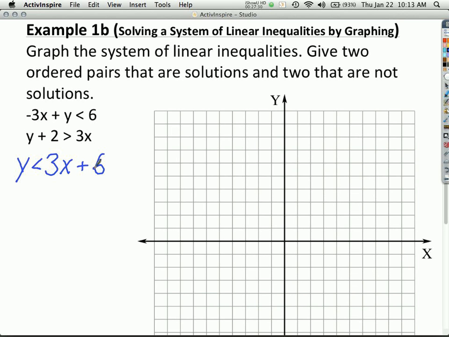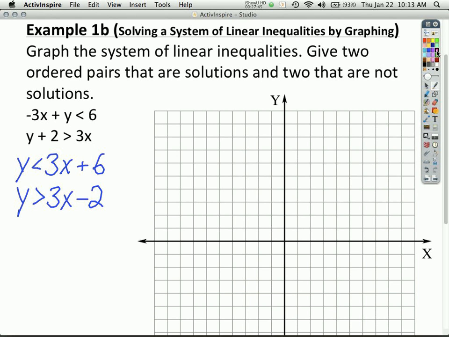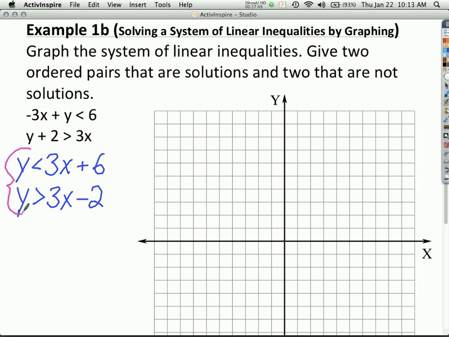Sean? Y is greater than 3x minus 2. Give me a thumbs up if you agree. Okay, so just about everybody agrees. Good. So now this is a system. We're now putting them together. Okay? Observations. We haven't even graphed yet. Any observations that you have about what you're seeing now?